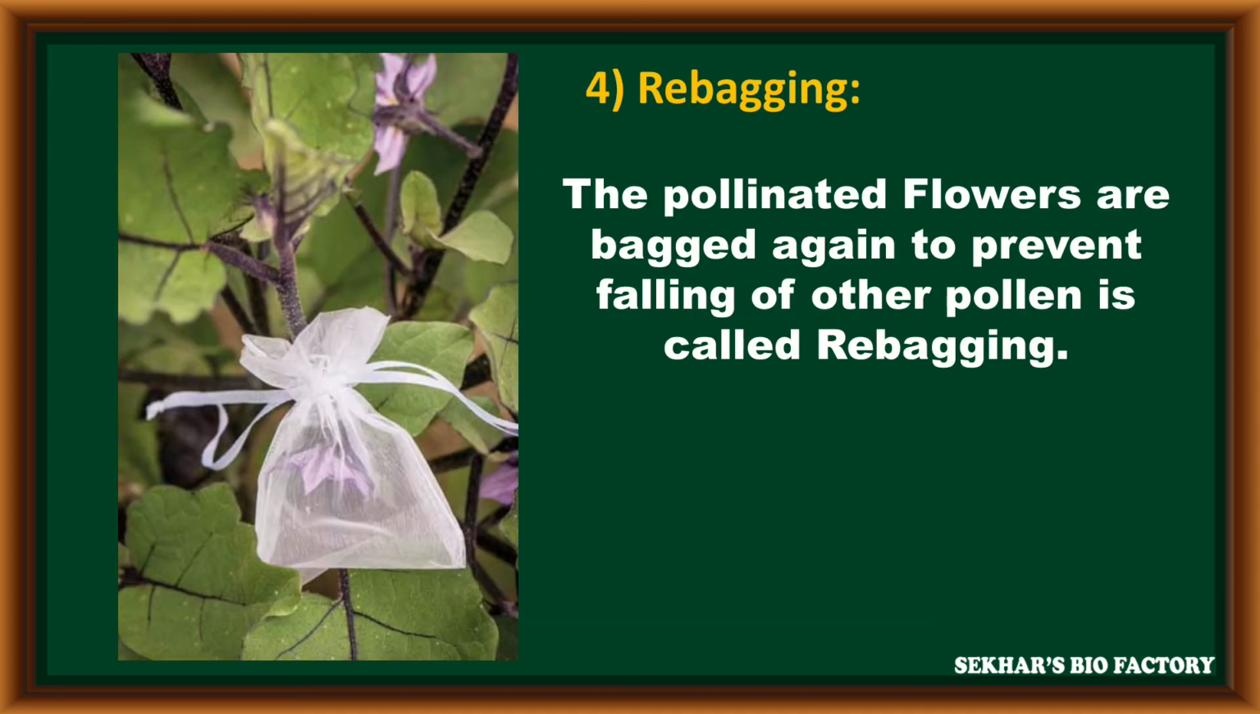The fourth step is rebagging. After completion of this pollination, the pollinated flower again has some chances to receive the pollen grains of another flower. To avoid such contamination, this pollinated flower is again covered with the same bag. It is called rebagging.